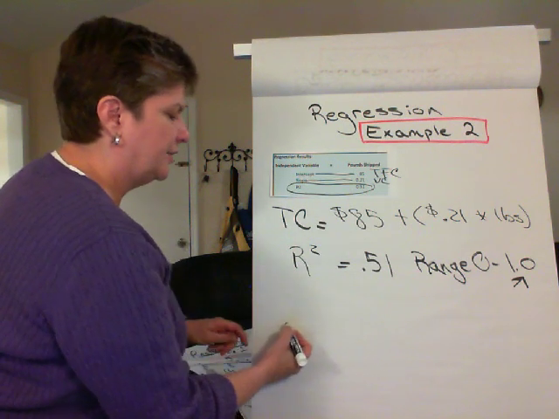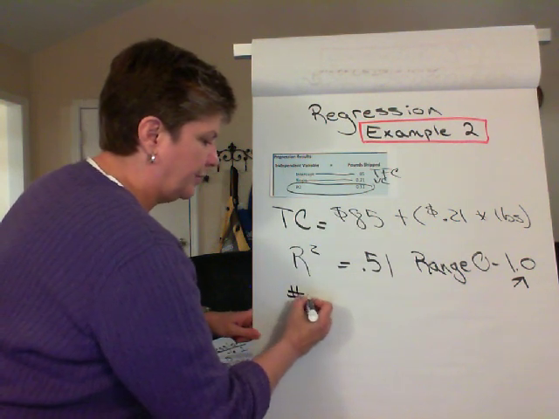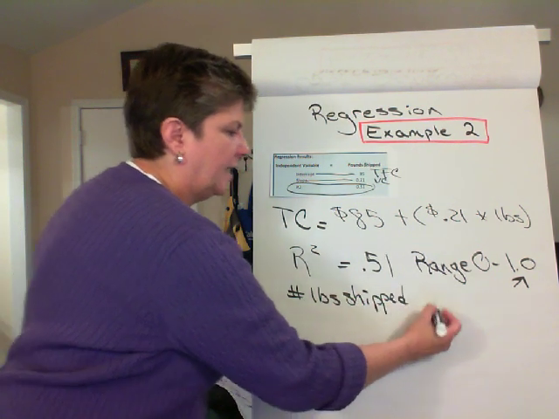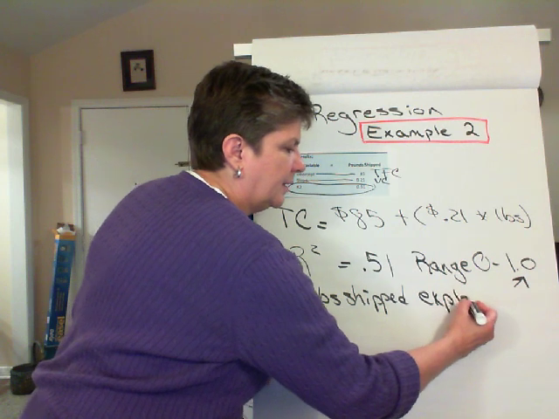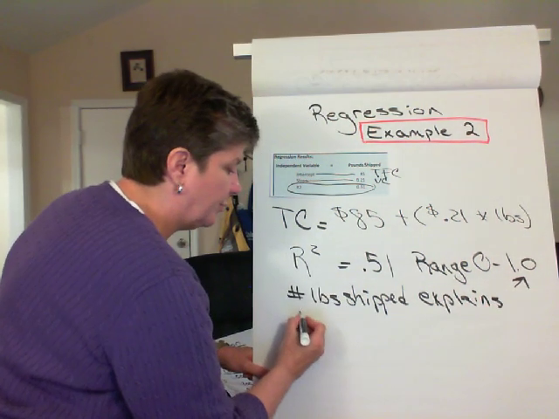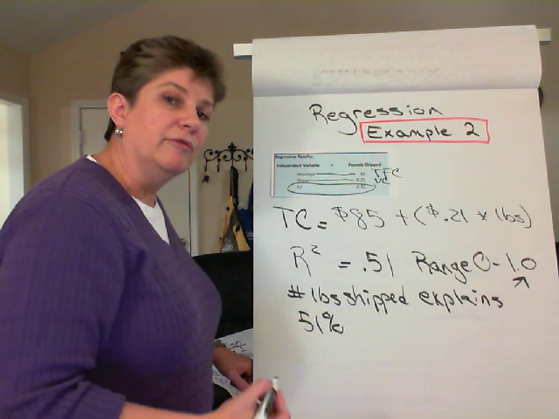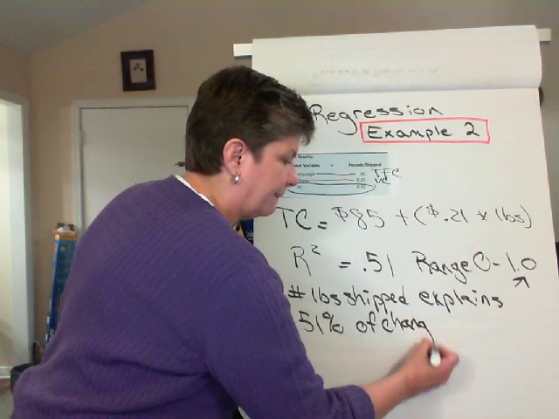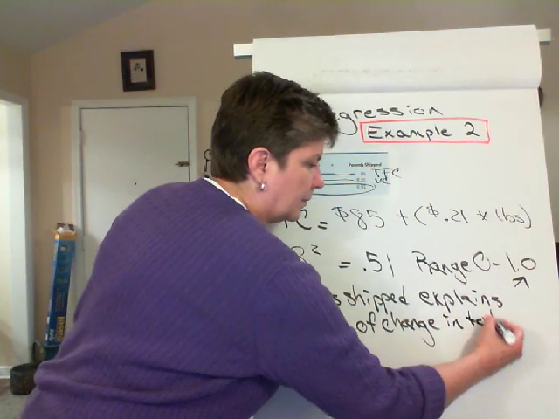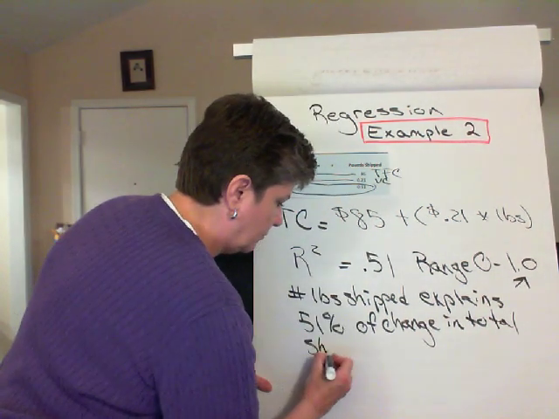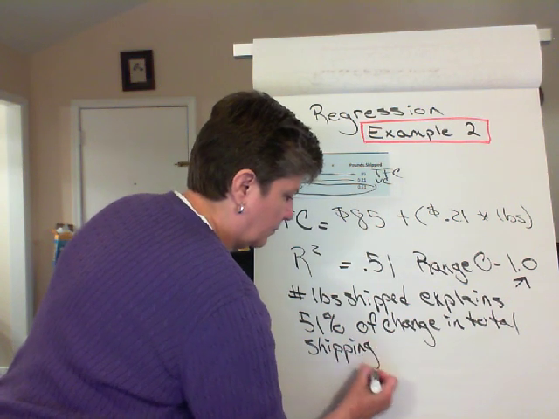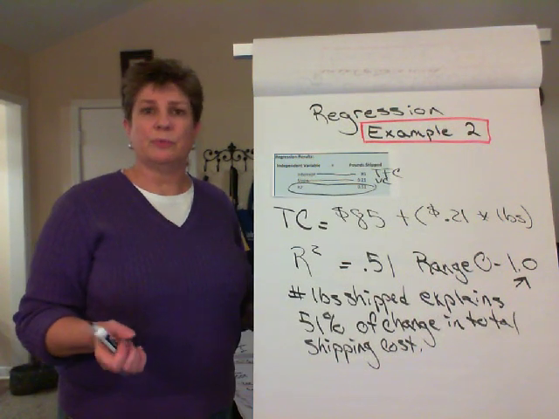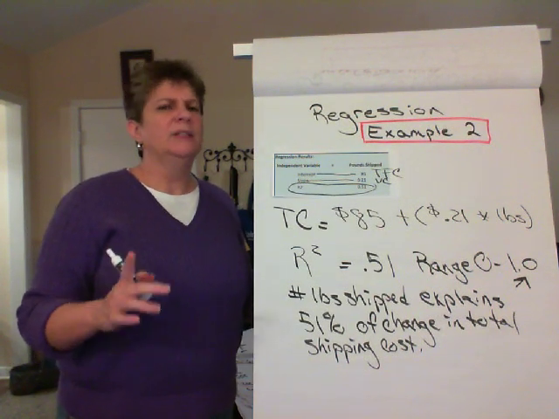And what does that tell us? It tells us that number of pounds shipped explains 51% of the change in total shipping cost. Now you may be saying to yourself, well, 51%, that's better than half. That's good, right? Well, think about it.